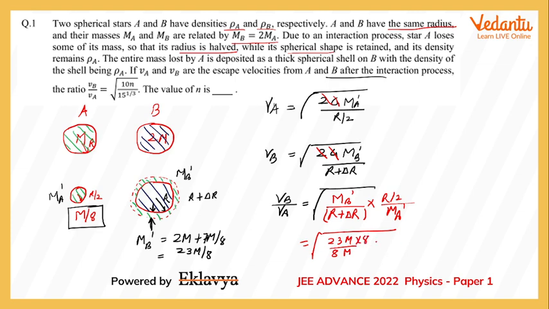So this, and apart from this, we are going to have r by 2. So there is going to be a 2 also here. Let me write it here, and r plus delta r. So this is what we are going to get. And I can see that m gets cancelled, this 8 gets cancelled, right? So we are left with root of 23 by 2 into r upon r plus delta r. So this is what we need to calculate now.